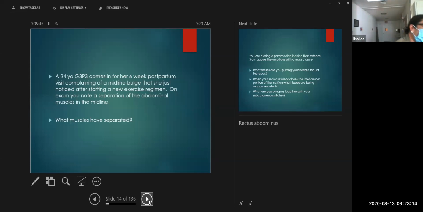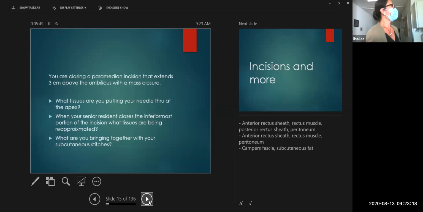What muscles are separated? Yeah, your rectus, right? Okay. And then now let's talk about closure. So you're doing a mass closure of that huge incision that your oncologist decided to do for the 30-centimeter mass. And so you are the R1 between the legs. What tissues are you putting your needle through at the apex? Yep. So you're bringing all those layers together.